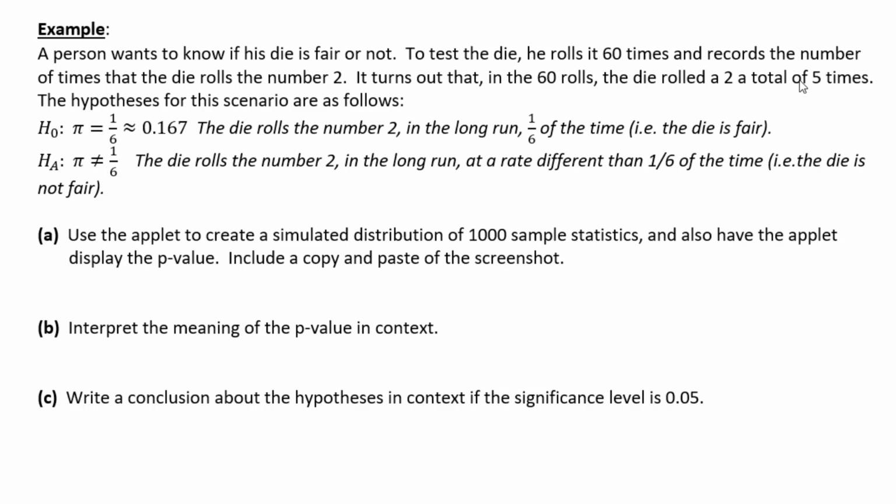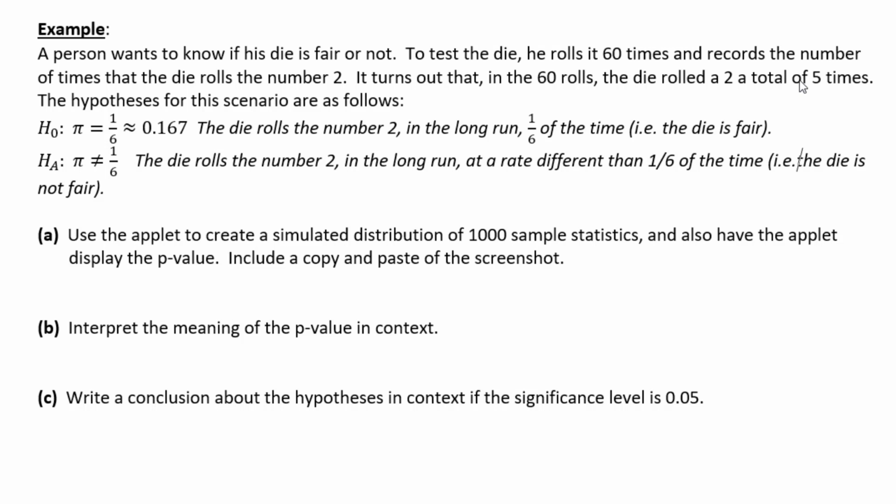In this example, a person wants to know if his die is fair or not. Remember, to have a fair die means when you roll it, it should roll any face a sixth of the time in the long run. So to test the die, he rolls his die 60 times and he records the number of times that the die rolls the number 2. Turns out, in those 60 rolls, his die rolls a 2 5 times.